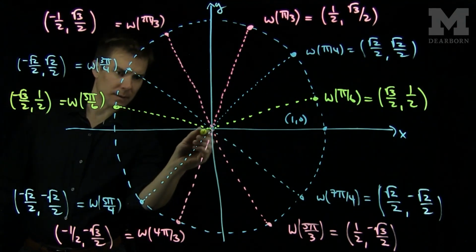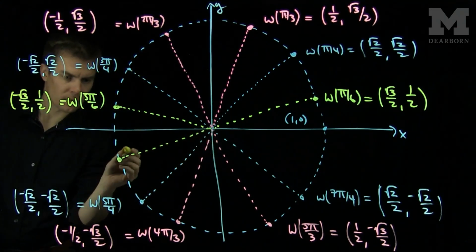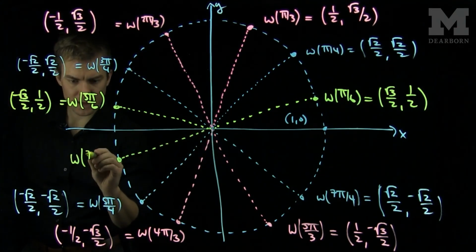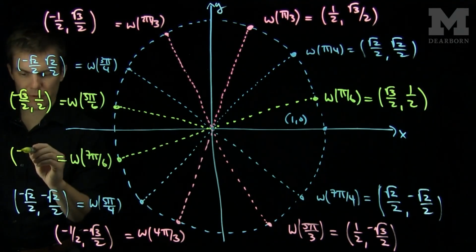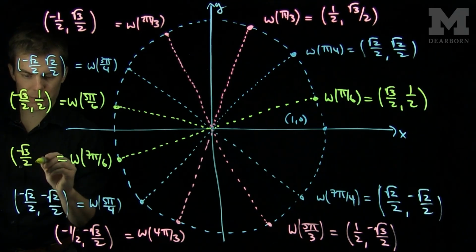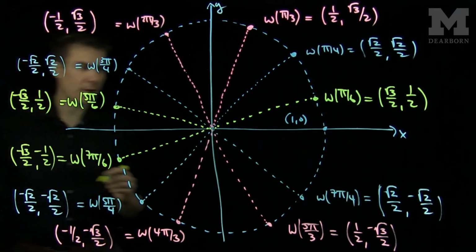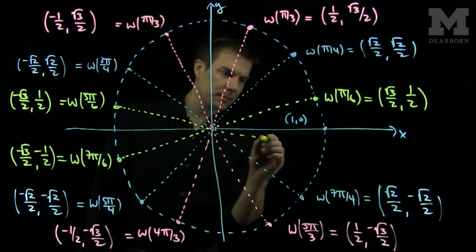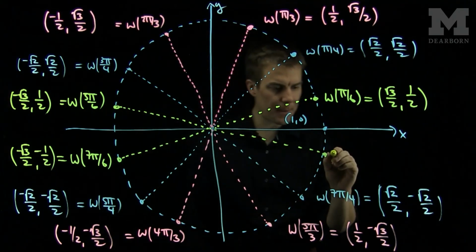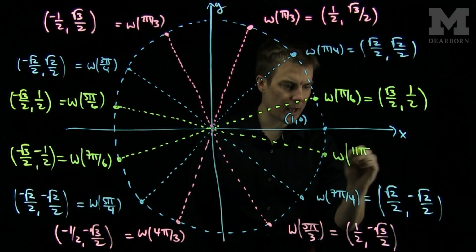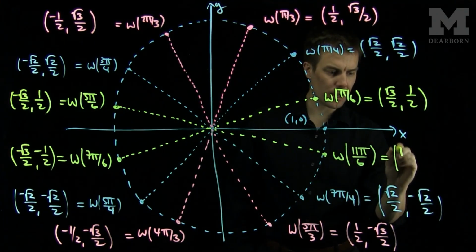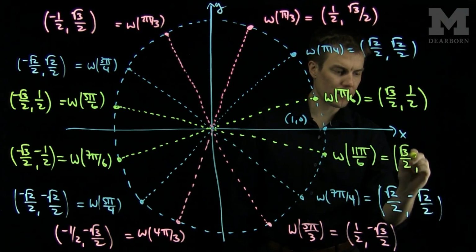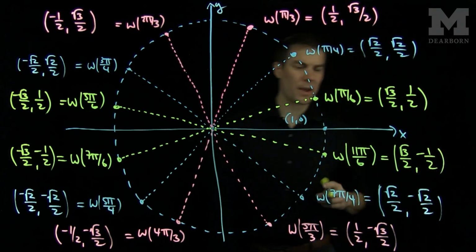We can go over here to the wrapping function at 7 pi over 6, which is both of them negative: (negative root 3 over 2, negative 1/2). And finally, we can go over here to the wrapping function of 11 pi over 6, which is (positive root 3 over 2, negative 1/2).